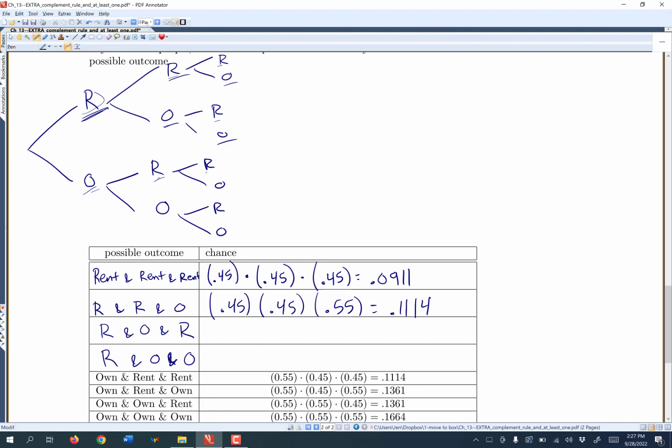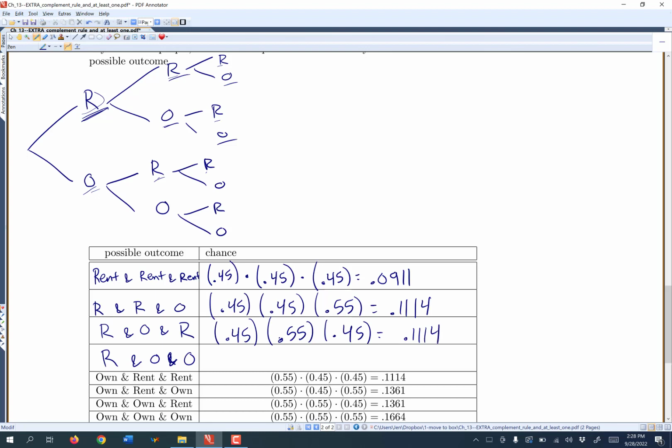So if I want rent and own and rent, well, rent is 0.45. We do a times because it was an and. For own, we do 0.55, and for rent again it's 0.45. So put all that into your calculator, 0.1114.